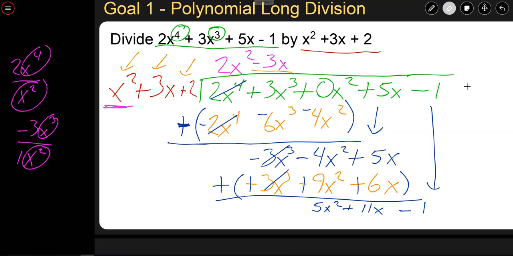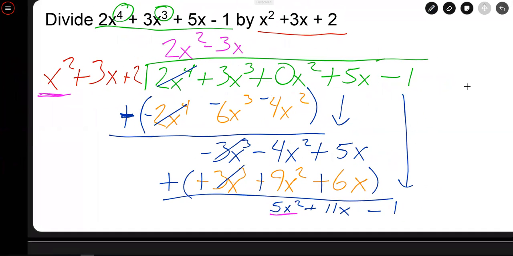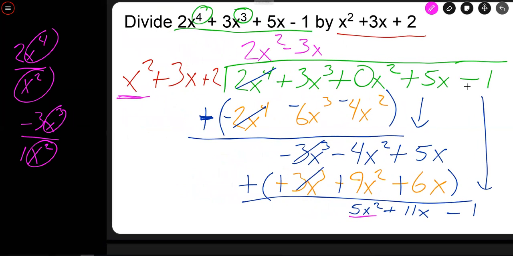So we're going to do this one more time. Now I'm comparing x squared to 5x squared. I'm going to zoom in a little bit. I'm running out of room. Since I'm comparing x squared to 5x squared, I'm asking how many times x squared goes into 5x squared. Again, I can do the division really quickly here.